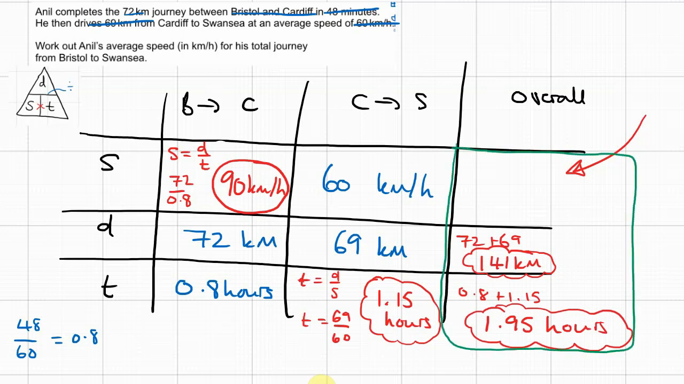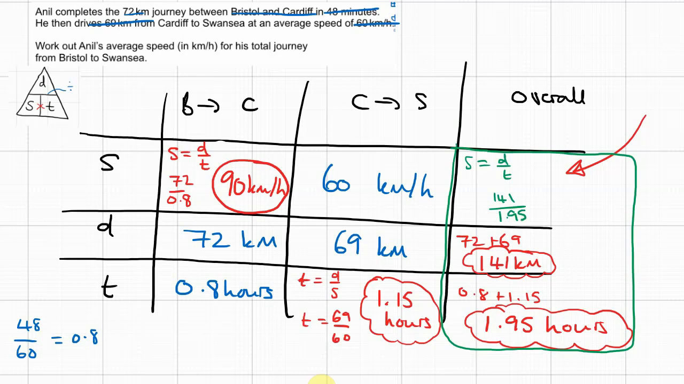So see how we've found the overall time and the overall distance from using this table. Now using this column, we can find our answer. Speed equals distance over time. So the distance is 141, and the time is 1.95.